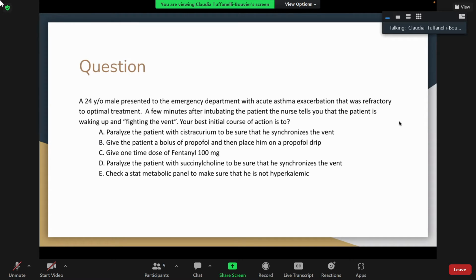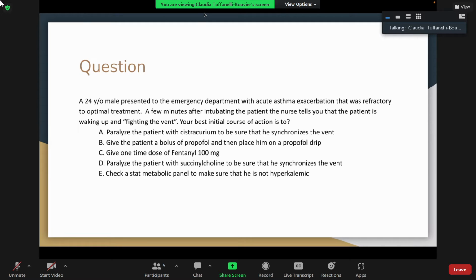So here is your first patient. You can answer in the chat, and then after a couple of minutes, I'll just check the chat box, and then we'll talk about the answer. So, a 24-year-old male presented to the emergency department with acute asthma exacerbation that was refractory to optimal treatment.